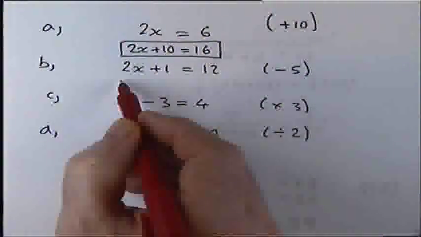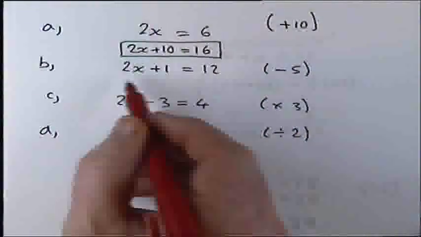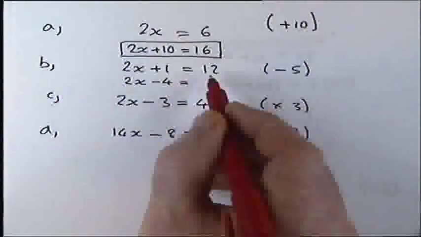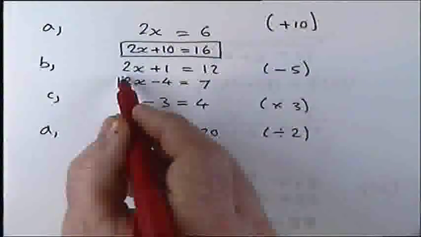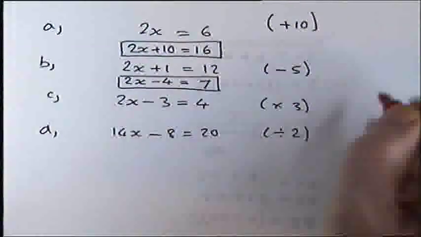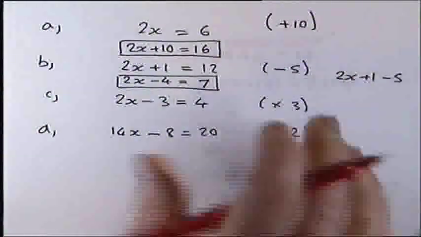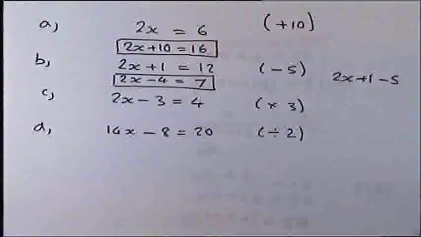Now on this one, I'm going to take 5 from both sides. Well, if I write 2x plus 1 take 5, that's the same as 1 take away 5. So I can write that as 2x take away 4, and 12 take away 5, 7. So that's the answer to that one. I've taken 5 from both sides. Now you may have written the left hand side as that, which is fine, but you can simplify it by doing 1 take away 5. So well done if you got those first 2 right.